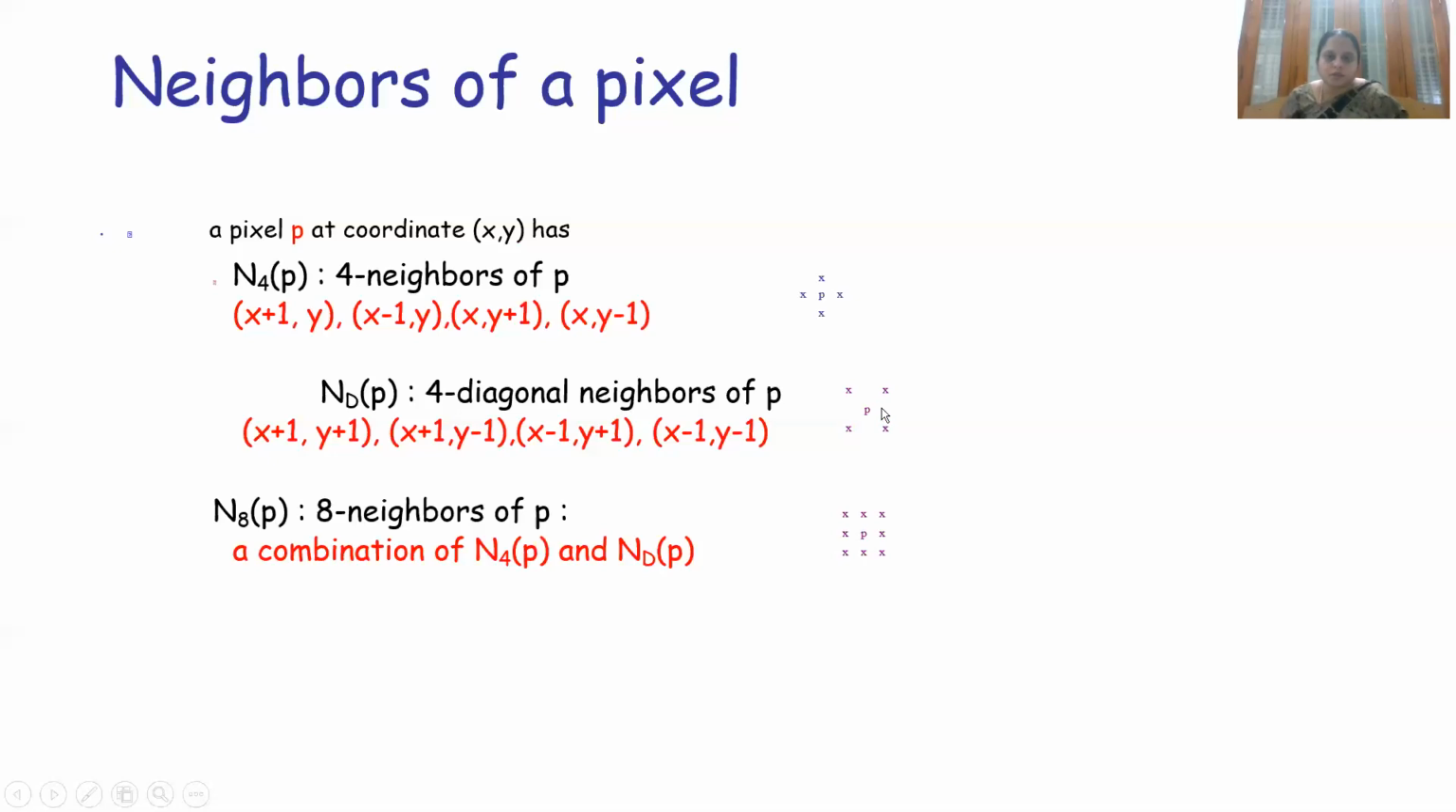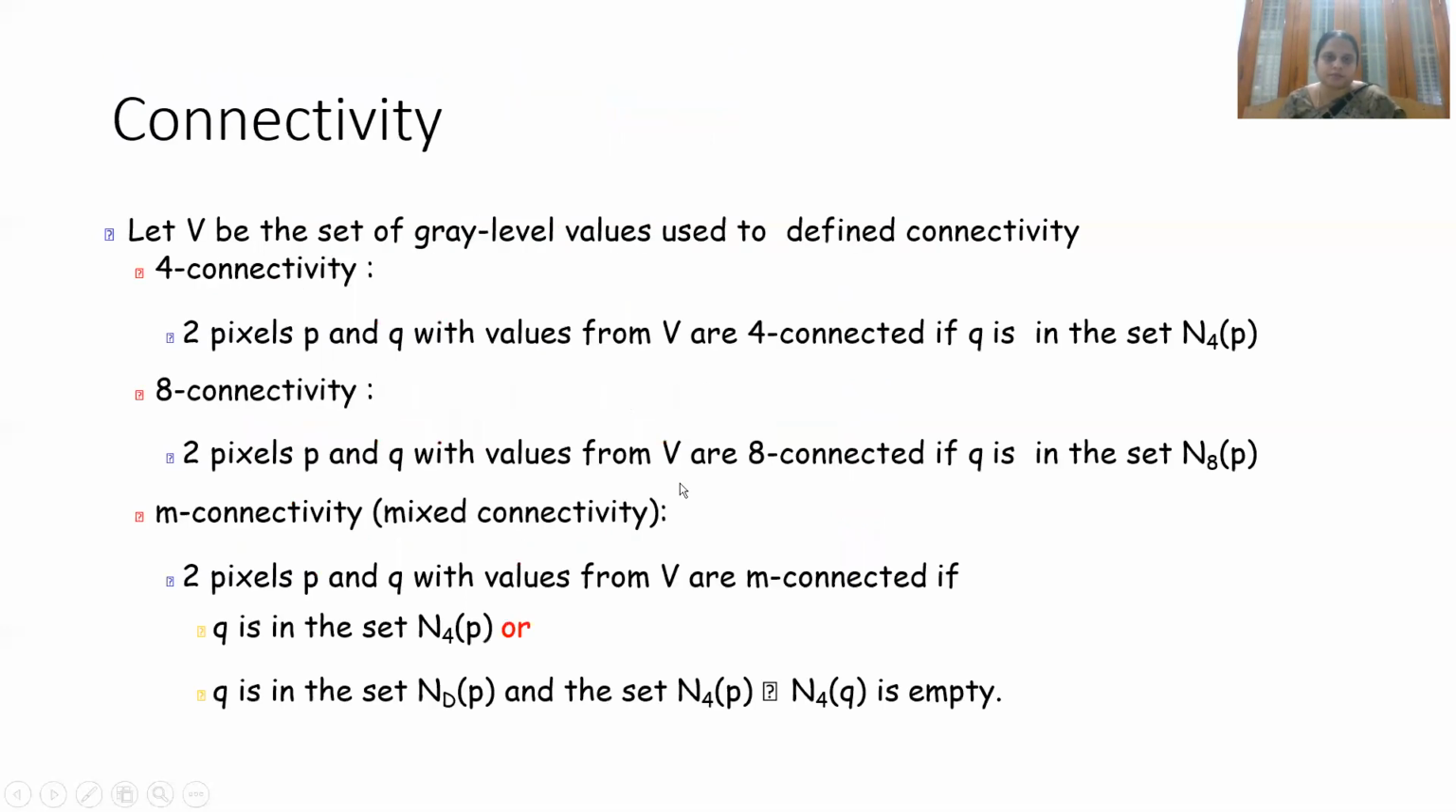This one is x plus 1, this one is x plus 1. This one is y plus 1, this one is y minus 1. X axis this way, x minus 1. This range is x minus 1.